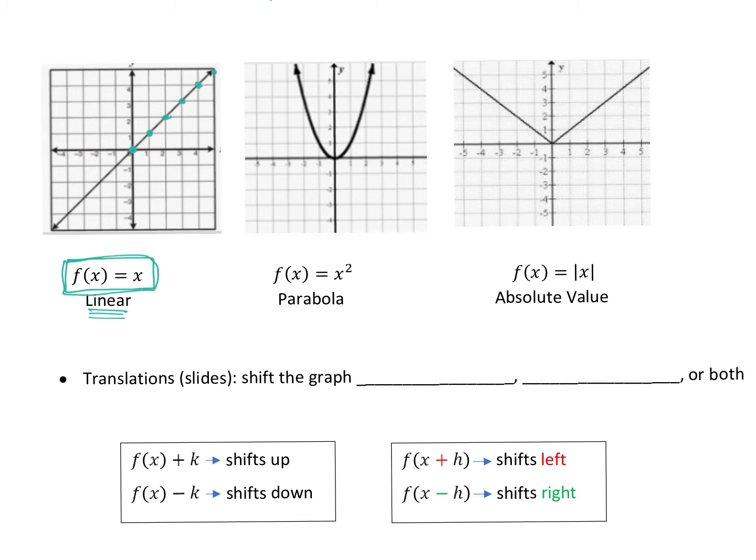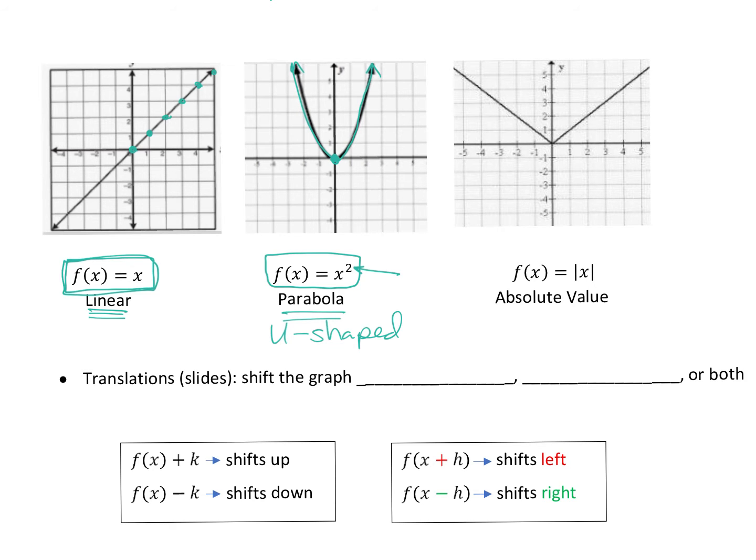That's the parent function. The second parent function that we're going to work with is f of x equals x squared. Now, whenever you see an x squared there, that should make you think parabola, or a U-shaped curve. Every time there's an x squared in there, parabola, okay? This one starts at 0, 0 and opens up just like this.